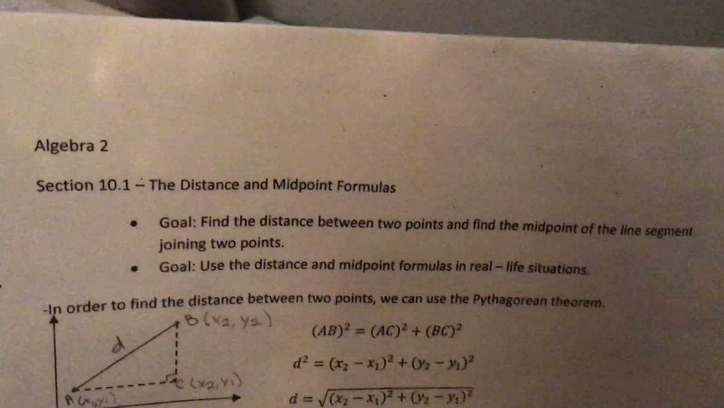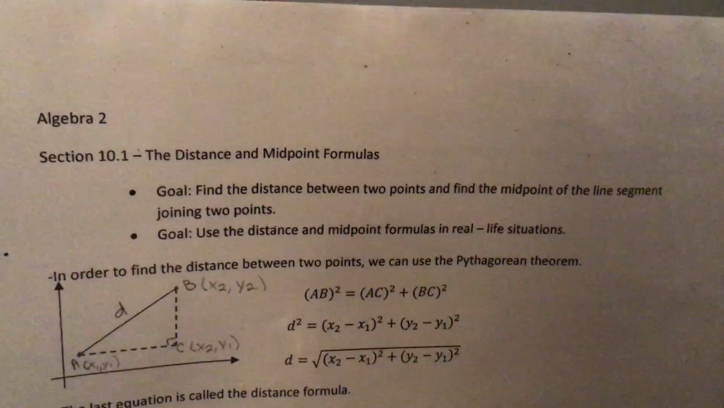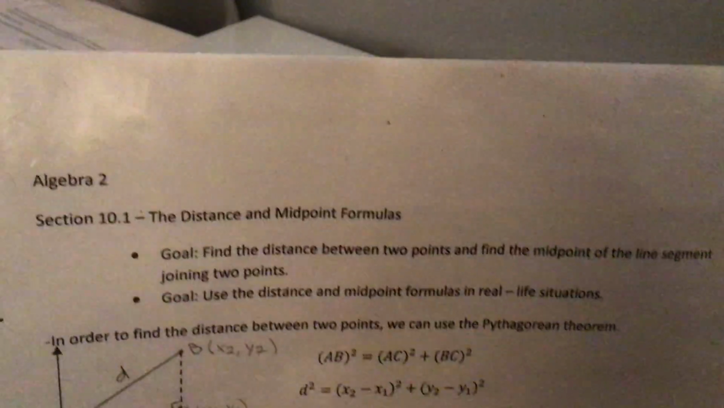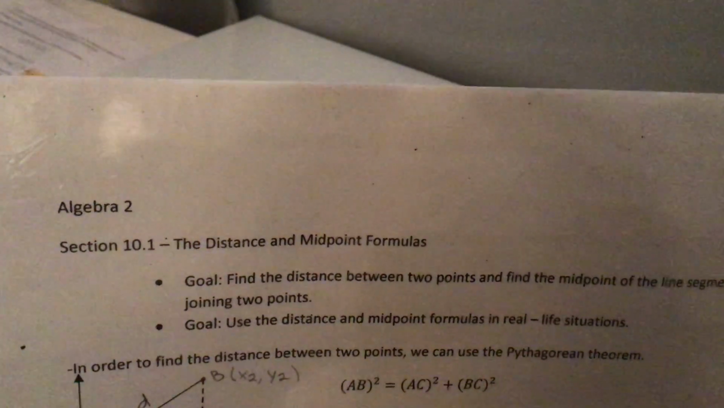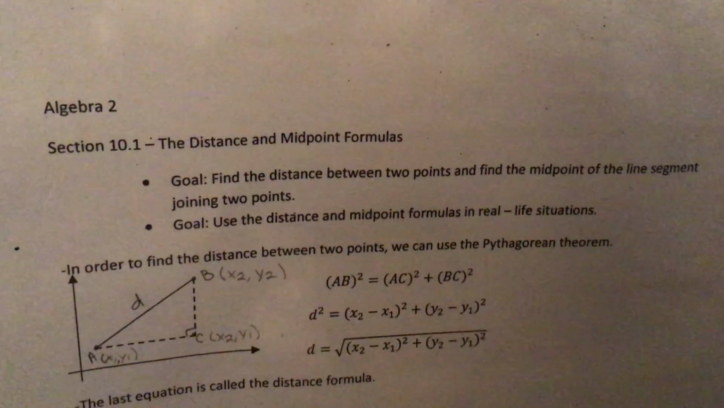Okay, chapter 10, last chapter, conic sections. Conic sections are circles, hyperbolas, parabolas, and ellipses. That'll make more sense later on, but that's kind of where we're going with this.